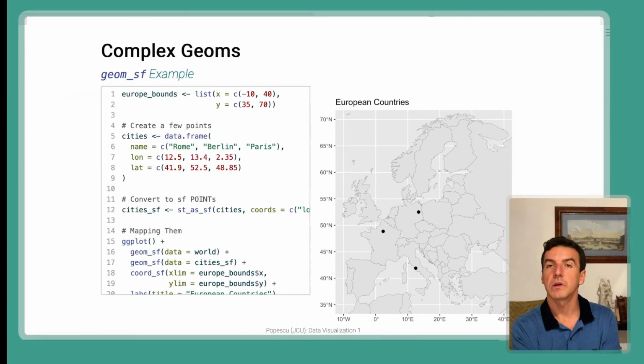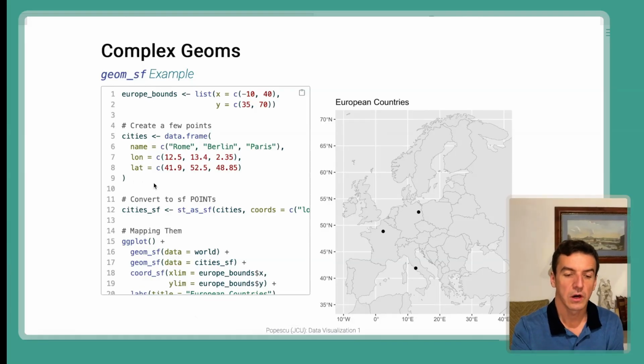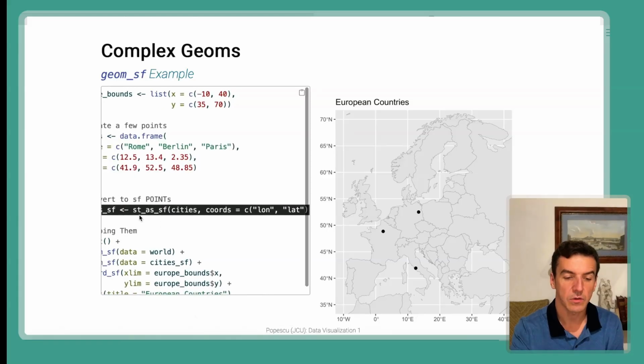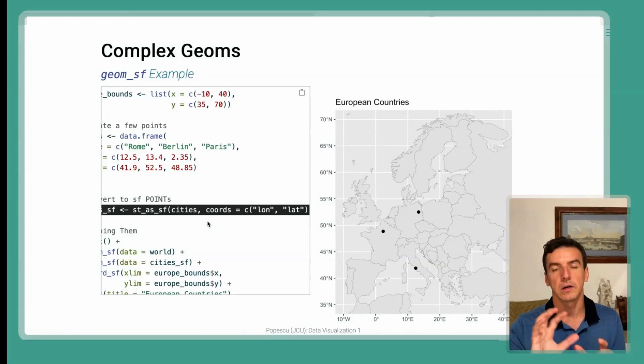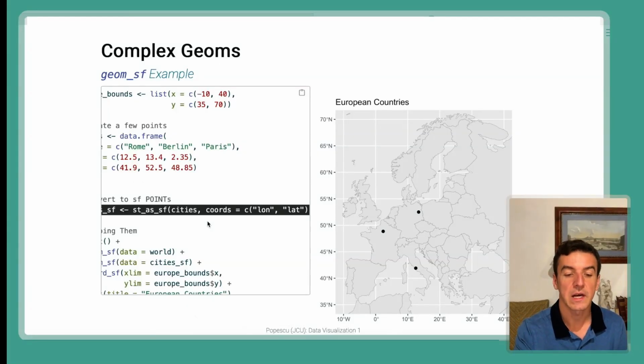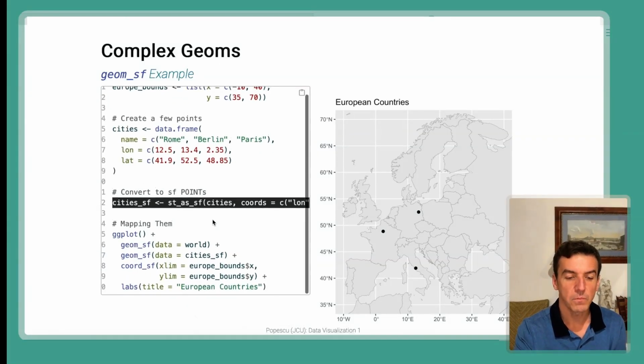Let's imagine that we want to add three cities. Let's imagine we want to add Rome, Berlin, and Paris. These are their coordinates. So we need a latitude and longitude in order to map them, put them on the map. This is how we convert them to points. So st_as_sf allows us to turn our points into SF points.